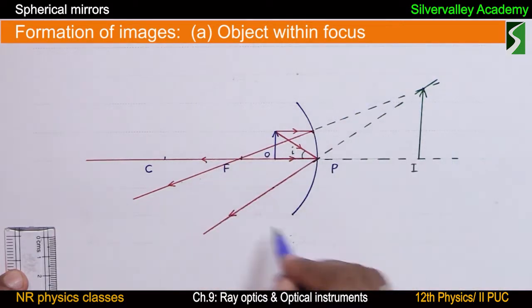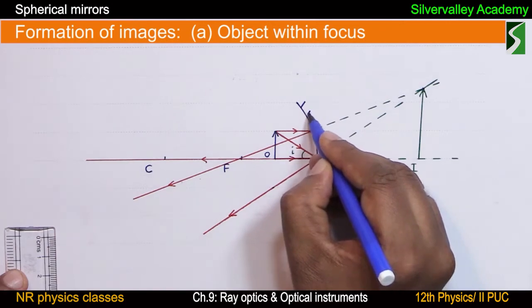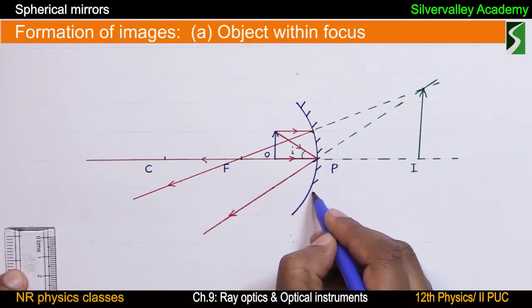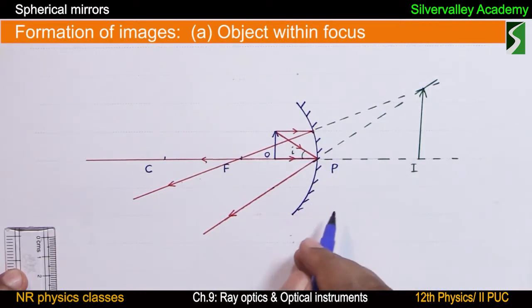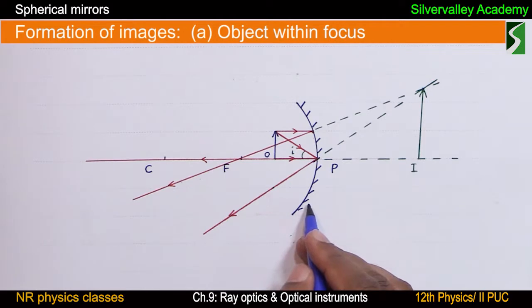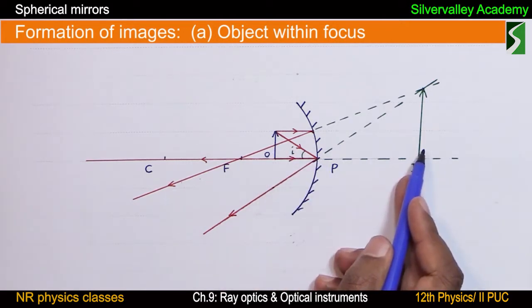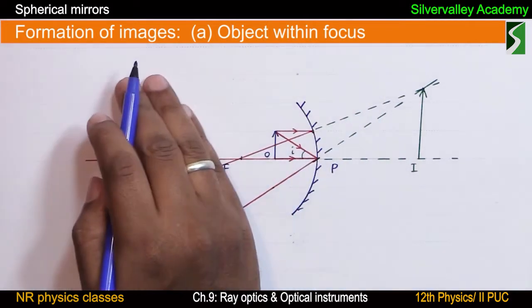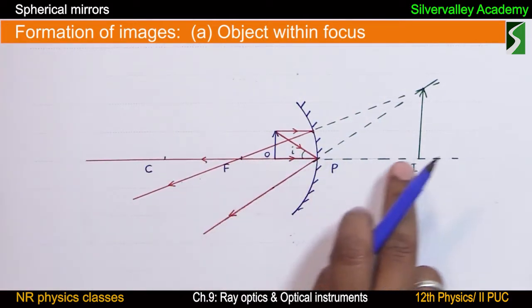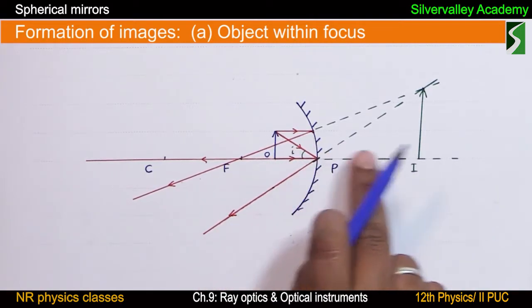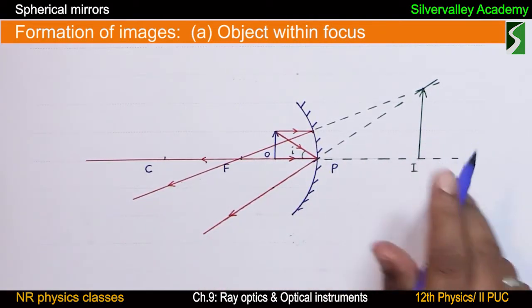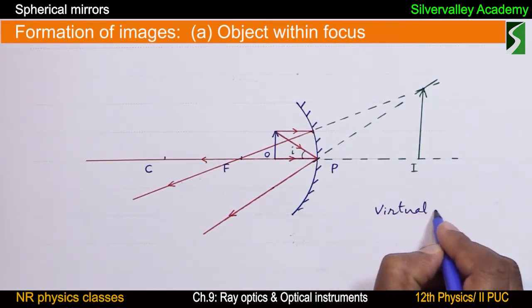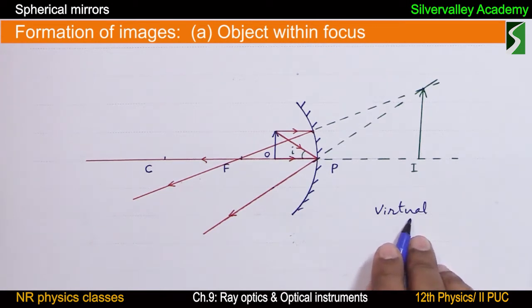After all this, try to shade carefully. Don't be in a hurry. Draw neatly. Now this represents concave mirror, object, image. If it is a mirror, we expect image on the same side as that of the object. But here, image is on the other side, means behind the mirror. For that reason, this image is virtual. Virtual means imaginary like.